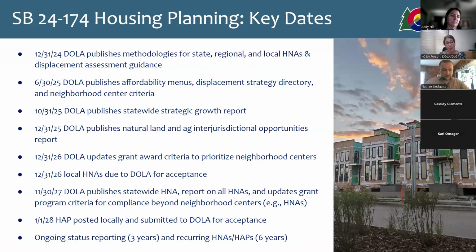Towards the end of next year is when we will be publishing the statewide strategic growth report, as well as the natural land and ag land interjurisdictional opportunities report. We will also be updating grant award criteria to prioritize neighborhood centers. And at the end of 2026, local HNAs are due to DOLA for acceptance. Towards the end of 2027, we will be publishing a statewide HNA, reports on all HNAs done to date, and updating grant program criteria that applies to multiple agencies for compliance beyond the neighborhood centers. So you'll notice that there's an earlier deadline relating to prioritizing projects in neighborhood centers, and then later for compliance, like having completed the HNAs, et cetera.